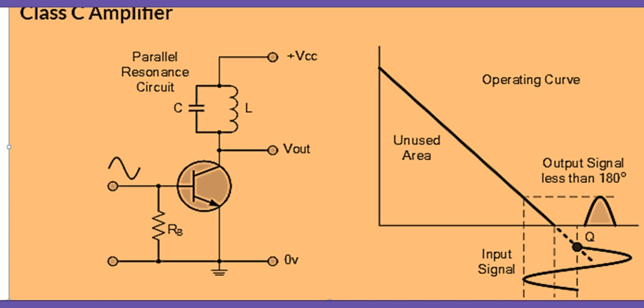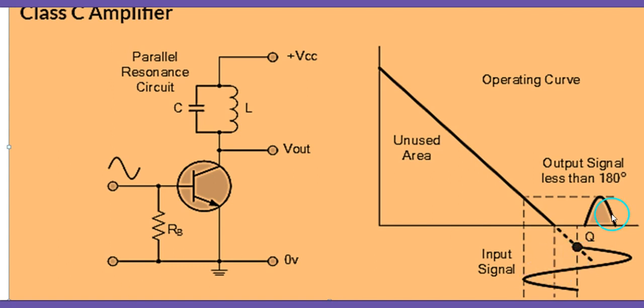A class C amplifier is so biased that the output current is 0 for more than half of the input sinusoidal signal. And there is a reason that the efficiency eta of this amplifier is very large. This is a load line, and this is a Q point. It is far down the collector emitter voltage axis.